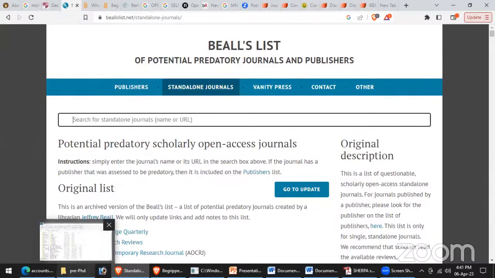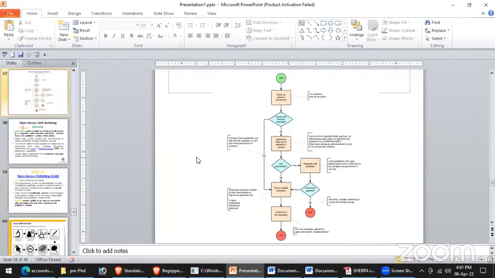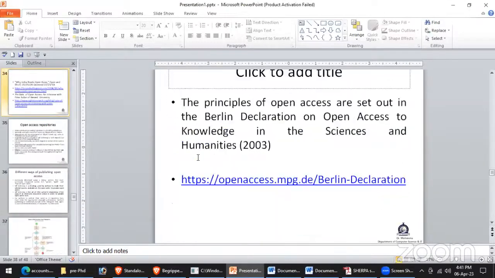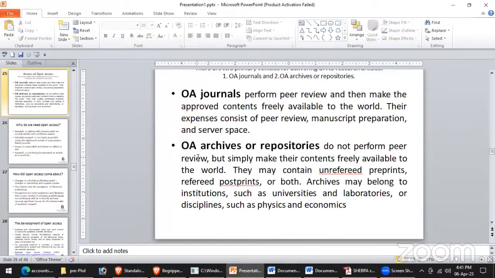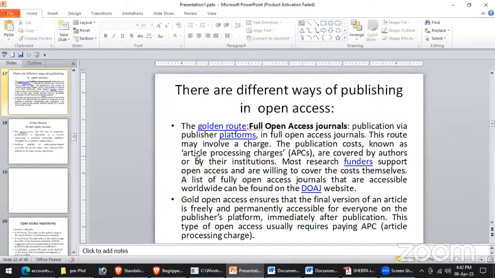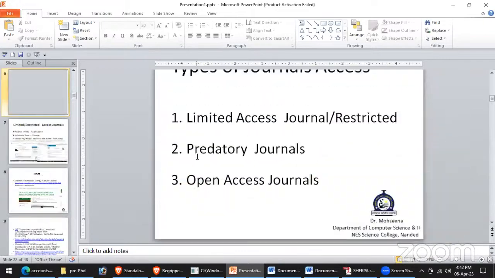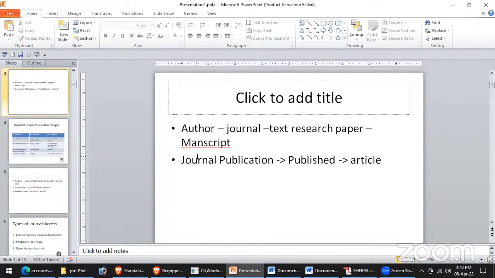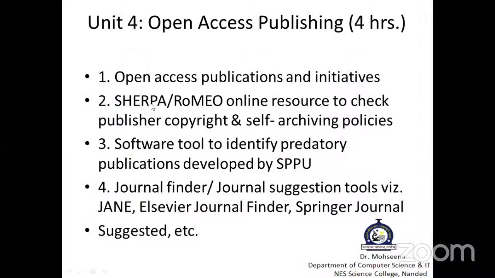Now, next topic. Let me start with the next topic. Oh, 20 minutes are there. We'll start it. Okay. The next topic is Sherpa and Romeo. First, we'll go with Sherpa. Till now, does anybody have a doubt? Now, next is Sherpa and Romeo.